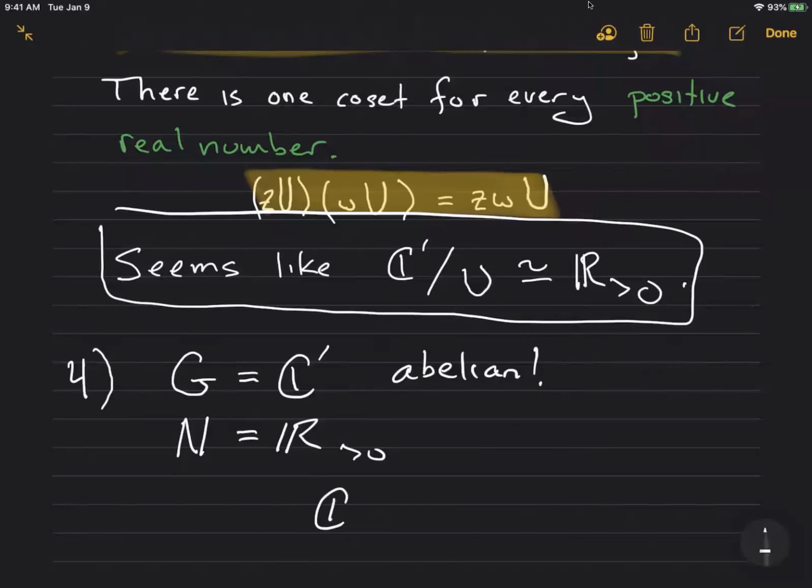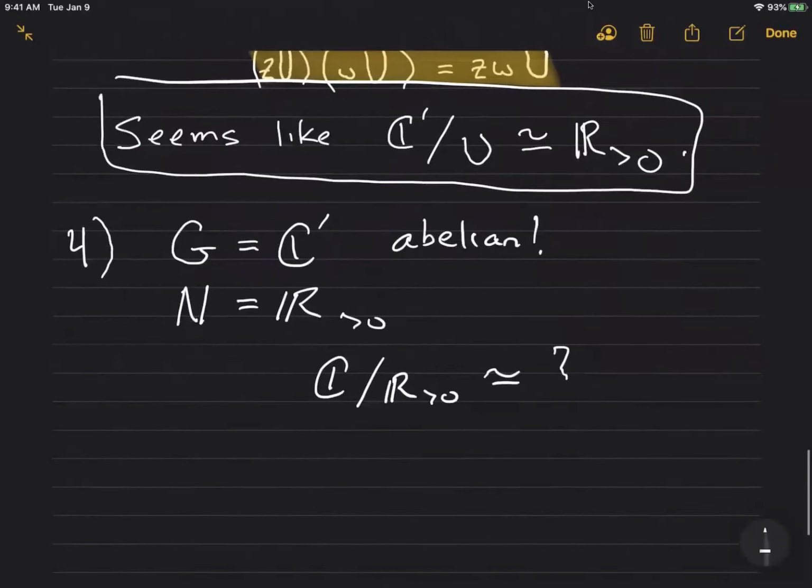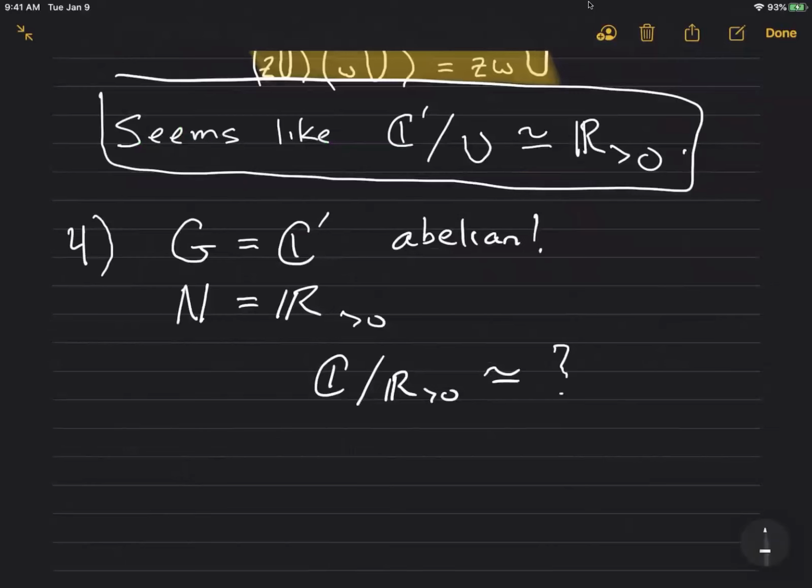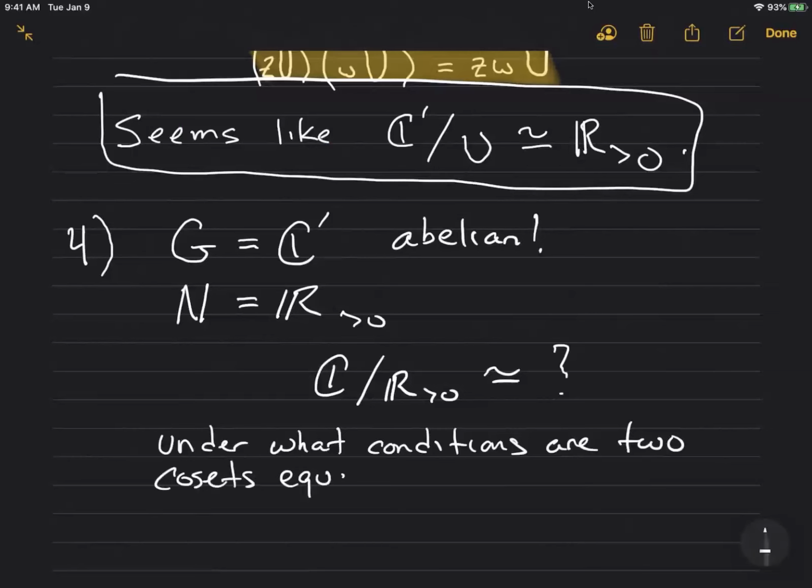It's the complex numbers. And maybe you, on your own, could ask yourself some questions like, under what conditions are two cosets equal? Maybe we'll see if we can answer it together in class.